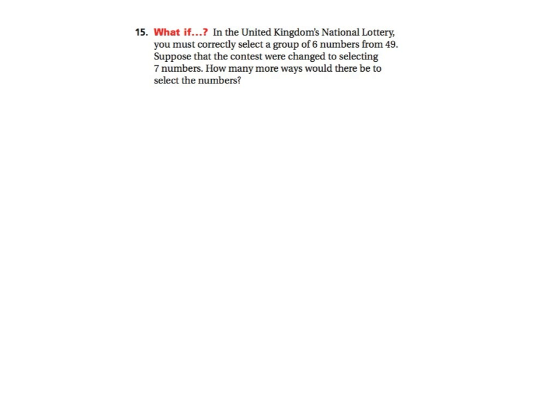Alright, this is algebra practice AP47 number 15. It says in the United Kingdom's National Lottery, you must correctly select a group of 6 numbers from 49. So there's 49 total, and you have to correctly select 6. So 49 is N, and we're selecting 6, so R is 6.